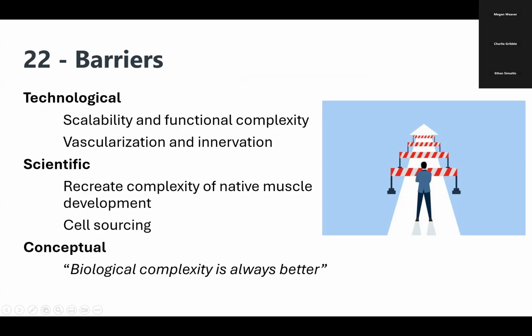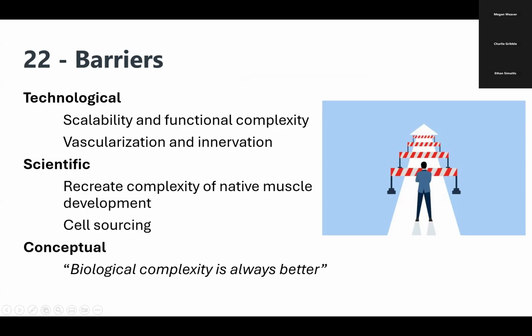Additionally, there's problems with cell sourcing. Allogenic cells raise immune compatibility issues, and induced pluripotent stem cells hold promise, but the differentiation protocols are variable and still maturing. And lastly, there's some of these conceptual barriers that are more philosophical.